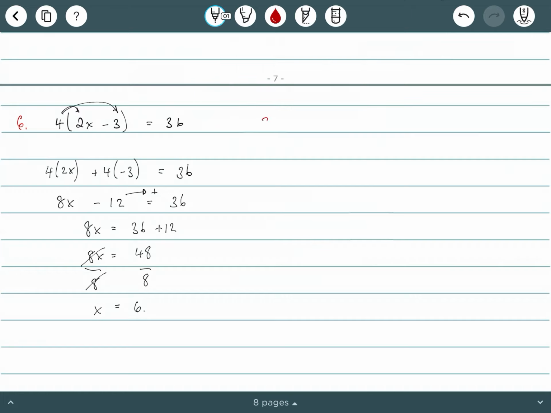So question 8. Okay, we have 5x plus 5 is equal to 2 bracket 2x plus 5.